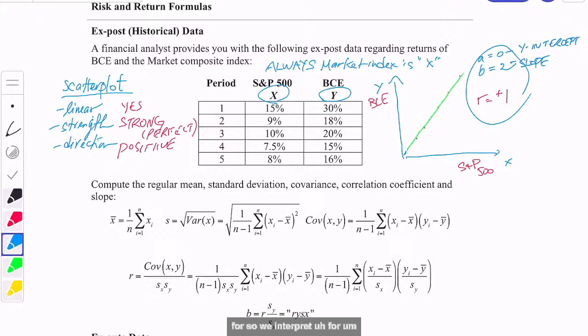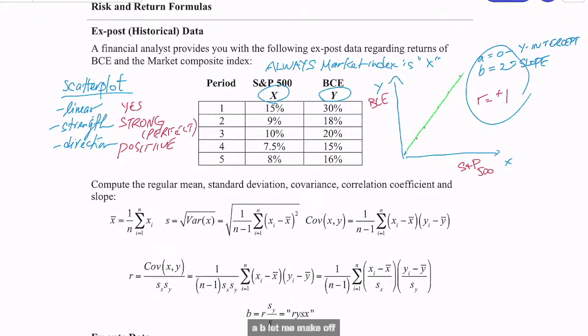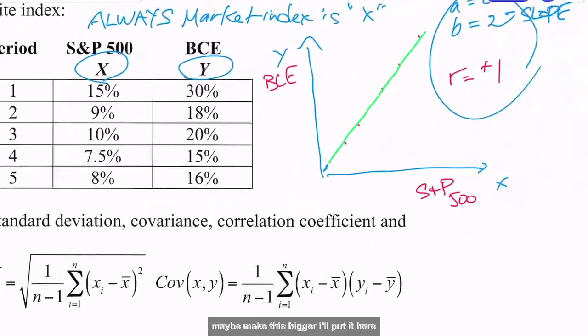So we interpret for B. Let me maybe make this bigger. I'll put it here.